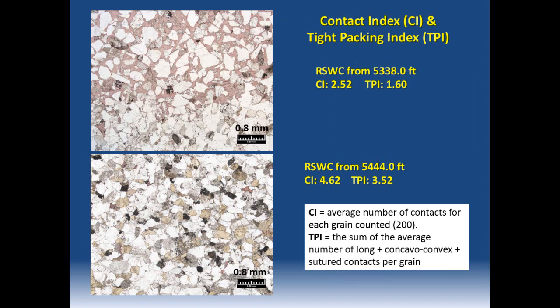Okay, so what is the contact index, or the tight packing index? These were put together by Pettijohn, but Wilson and McBride did a lot of studies to which we compared our results. The CI is the average number of contacts for each grain counted. So you count 200 grains, or if you have a new geologist who happens to show up next to you, you say, hey, I've got a great project for you. And the TPI is the sum of the average number of long, concavo-convex, and sutured contacts.